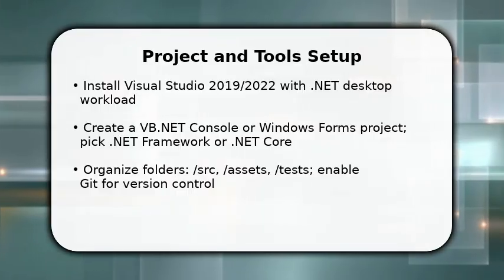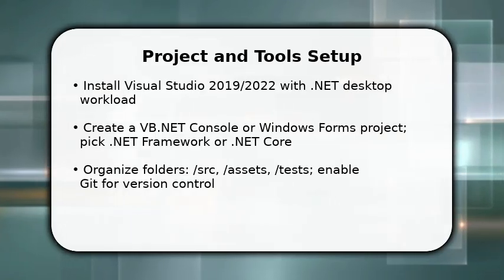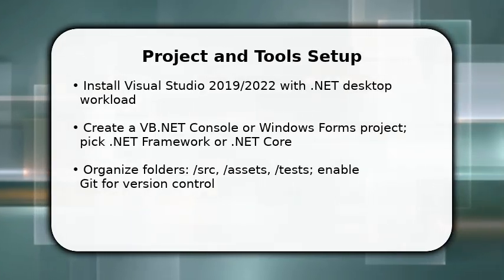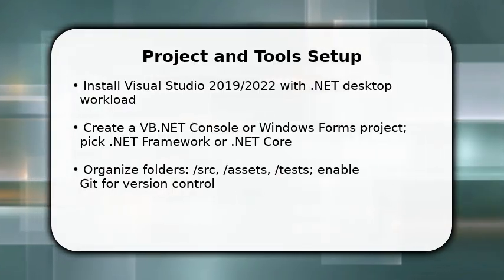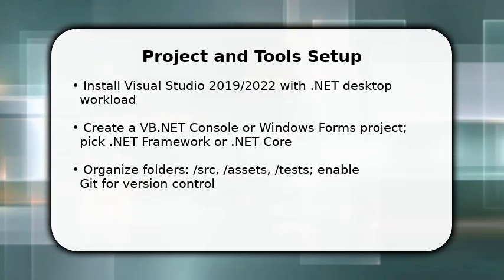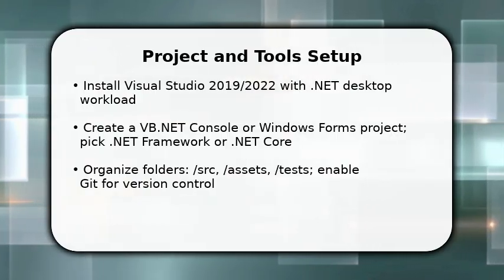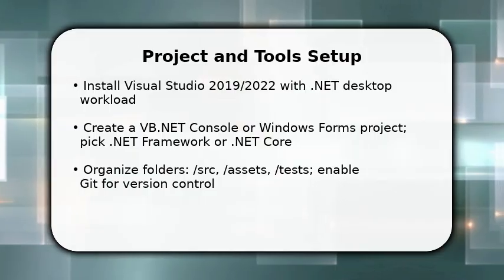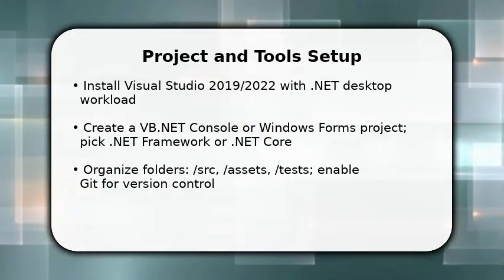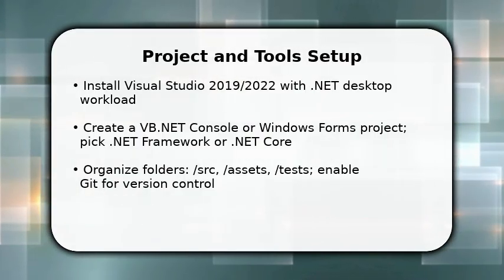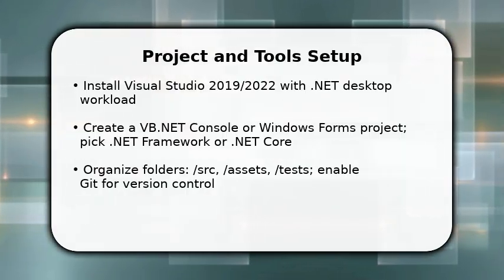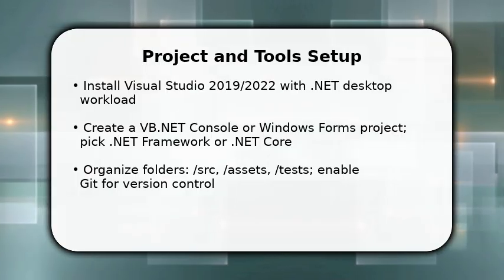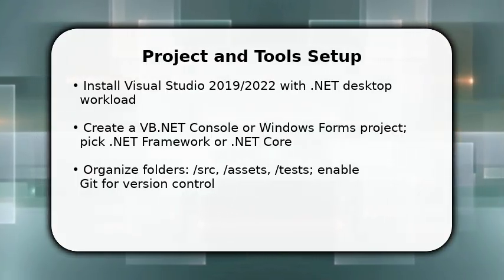You begin by creating the actual project and getting tools ready. Open Visual Studio, choose Visual Basic, and create a new console or Windows Forms project. Pick the framework that fits your targets. Once done, set up a simple folder structure: src, assets, tests, and initialize Git so you can track changes. Make sure to add a meaningful project name and enable NuGet Package Restore. This saves time later when you add libraries or update dependencies.